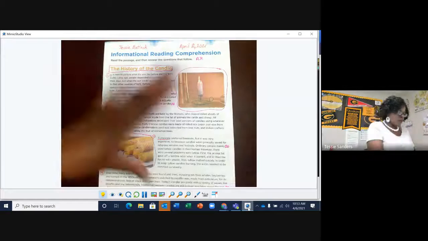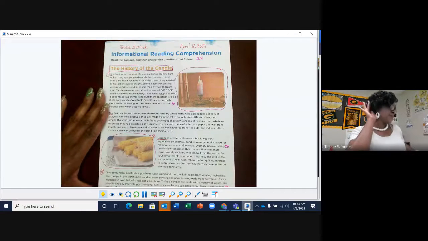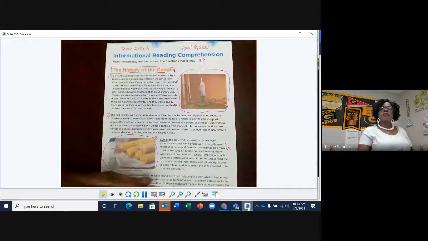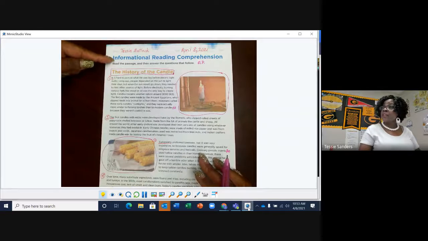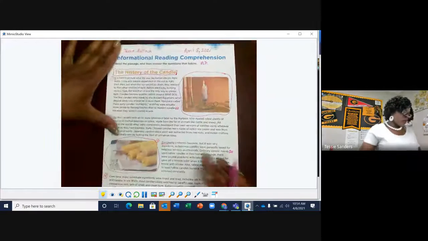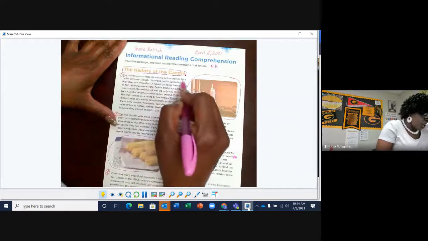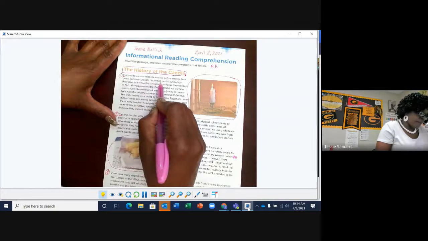What does repetitive mean? What are we going to do? Circle those words that we see what? Over and over and over. This is a pre-reading strategy. It's informational. Is informational fact or is it fiction? It's a fact. So this is real. This is not made up. So we're going to start with paragraph 1. We're looking for those words that we see over and what? Over.